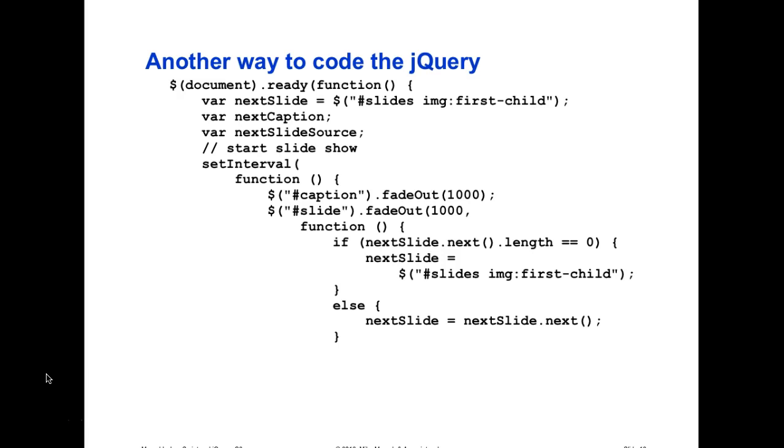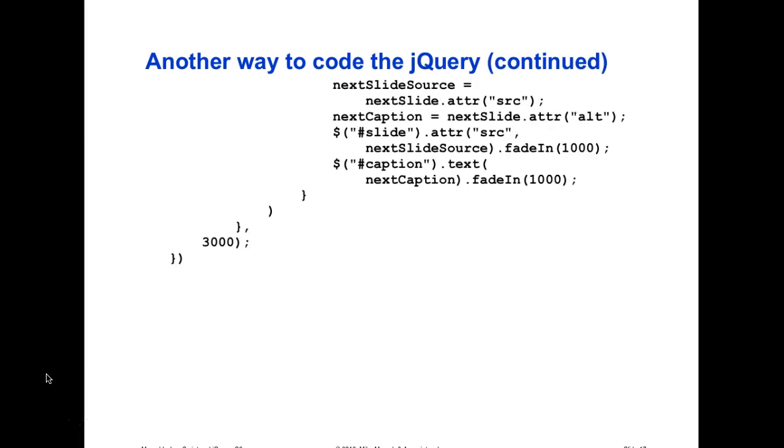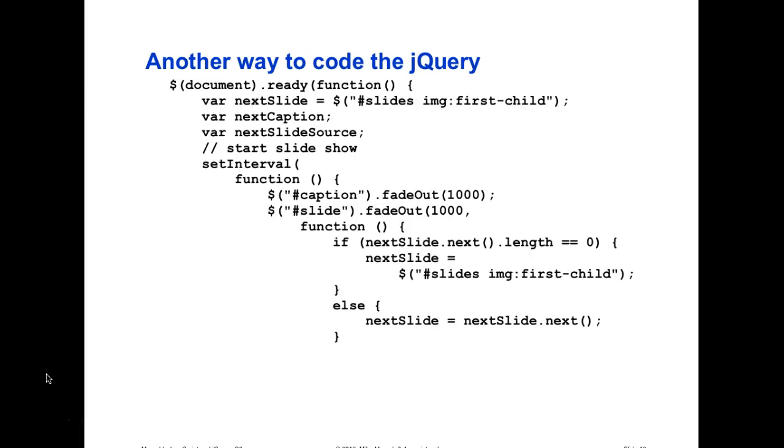So we can look at other ways to code this same application with jQuery, and in this case, we're pulling in the first child of the image. So we've got initially the first image child. The first image is going to be there. So we've got next slide, next caption, slideshow, and then we start our set interval. I'm going to go to the next slide real quick so you see the interval. And once again, it's 3,000.